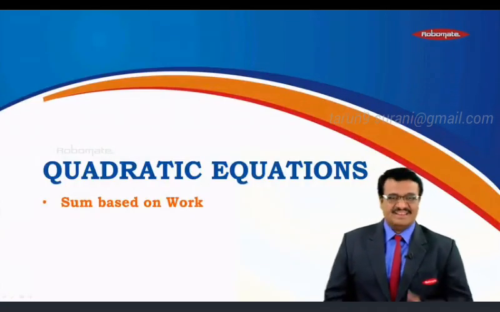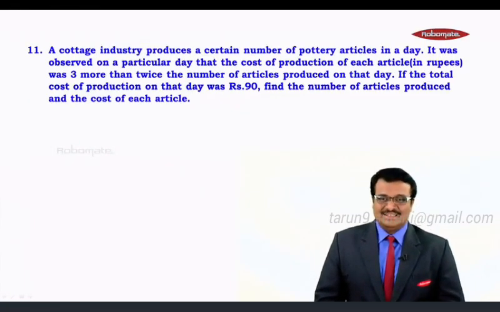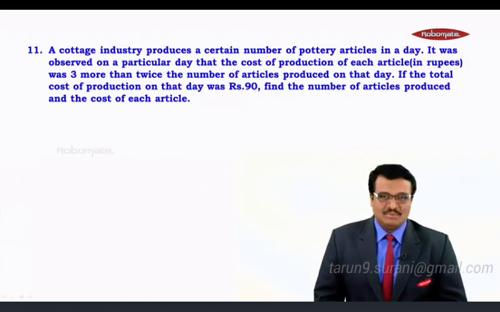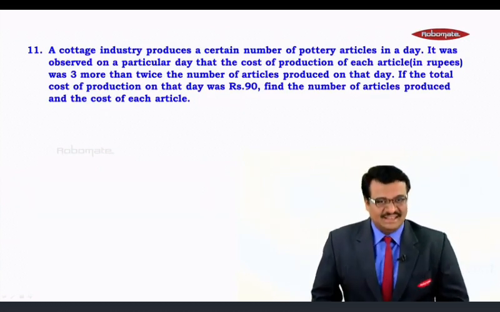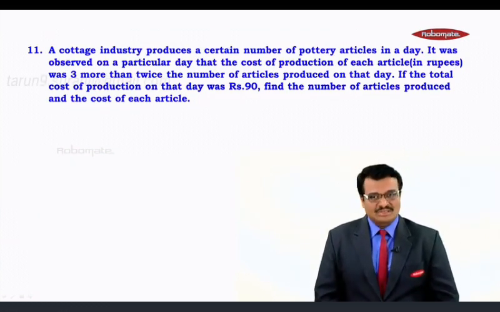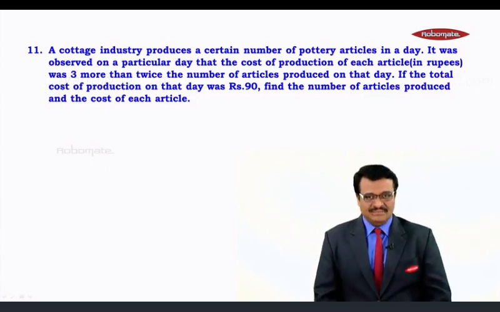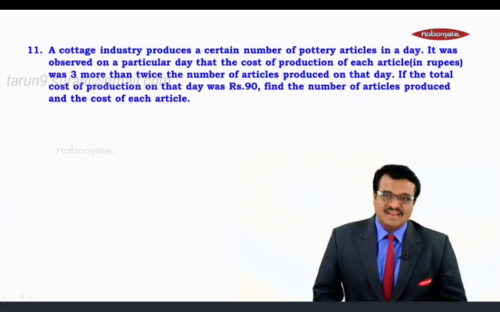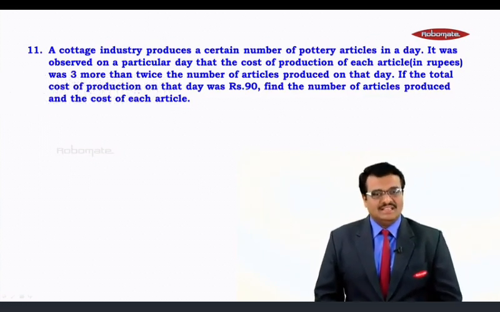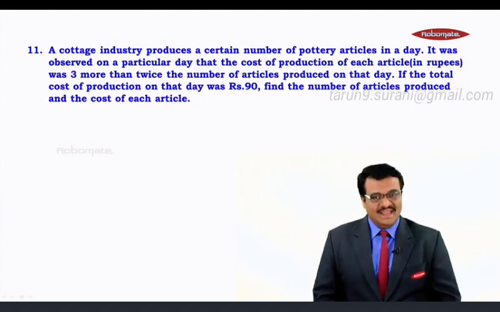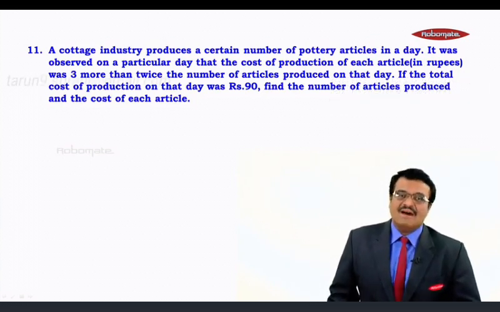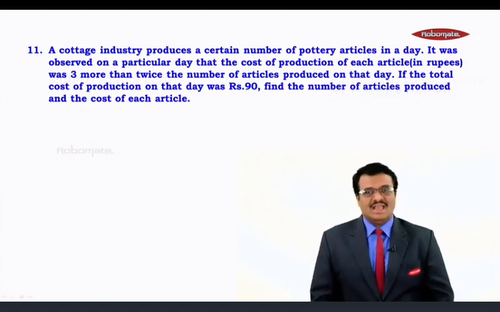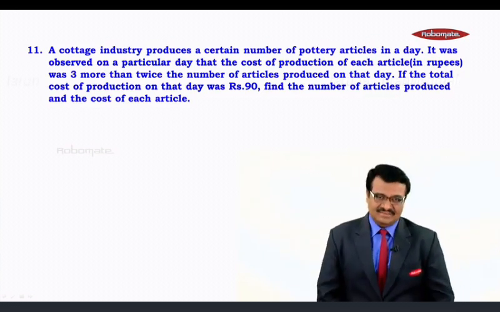Based on work, let us take up the question. And the question is this. A cottage industry produces a certain number of pottery articles in a day. It was observed that on a particular day, the cost of production of each article in rupees was 3 more than twice the number of articles produced on that day. If the total cost of production on that day was rupees 90, find the number of articles produced and the cost of each article. Right?